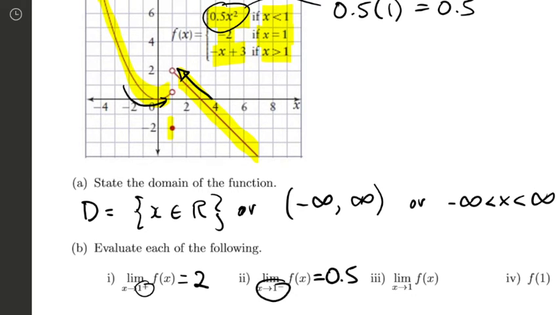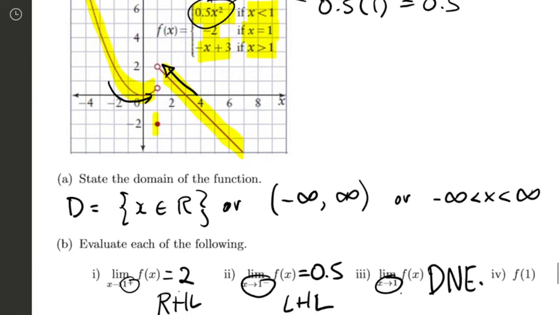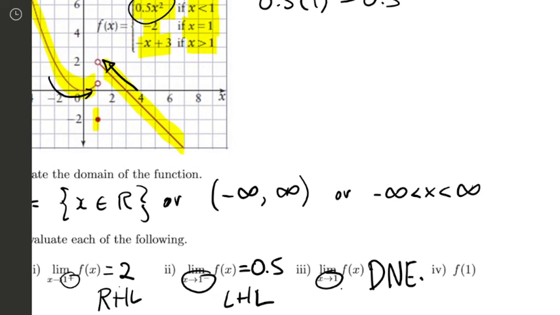Let's look at the limit as x approaches 1. To know that, you have to look at the left-hand limit and the right-hand limit. My apologies, it's reversed: the right-hand limit is 2, and the left-hand limit is 0.5. They're not the same; they're different. If that's the case, then the limit as x approaches 1 does not exist. DNE. f of 1 is still defined as a solid point down there, and we see that is -2.